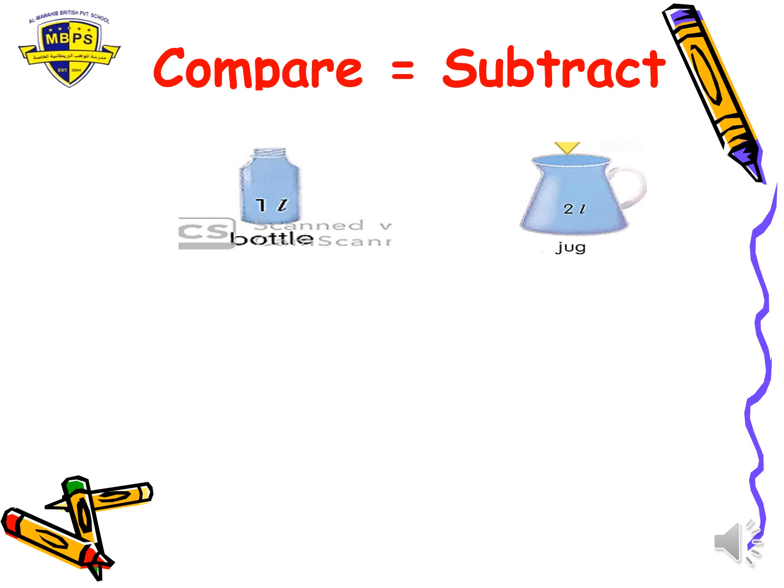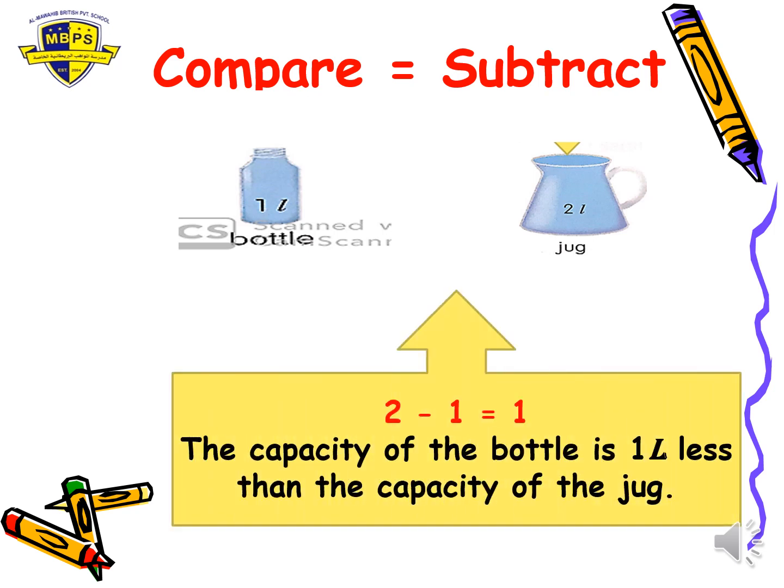I will use minus to find the difference between the amount of water the jug can hold and the amount of water the bottle can hold. So 2 minus 1 equals 1. And now the capacity of the bottle is 1 less than the capacity of the jug. Or if I start with the jug, is it more or less? The jug, it's more. So I will say the capacity of the jug is 1 more than the capacity of the bottle.